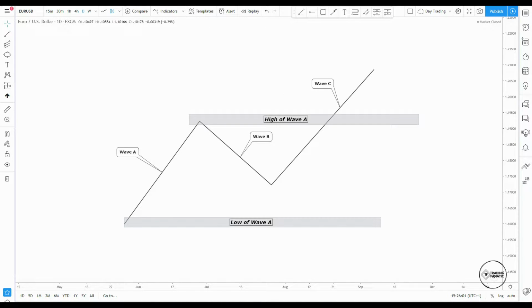As you can see here on my screen, I have a textbook example drawn with lines. Just quickly going through it, we have wave A, wave B, and wave C. This is A, B, C, and this is all you need for a correct trend line. Before we go into the rules, you should always mark where your wave A starts.